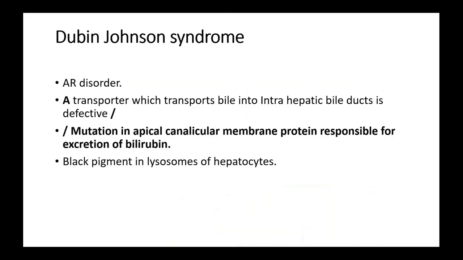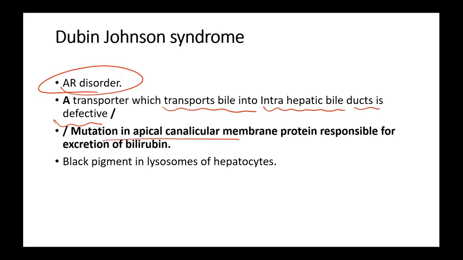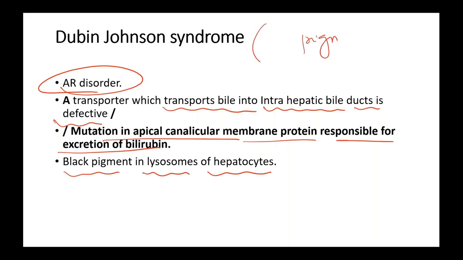What is Dubin-Johnson syndrome? Autosomal recessive disorder. A transporter which transports bile into intrahepatic bile duct is defective. There is a mutation in the apical canalicular membrane protein responsible for excretion of bile. You will see black pigment in lysosome of hepatocyte. So in Dubin-Johnson syndrome, you will see pigmented liver because of the black pigment in lysosomes of hepatocyte.